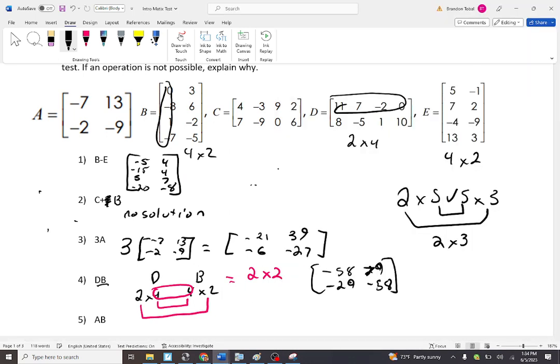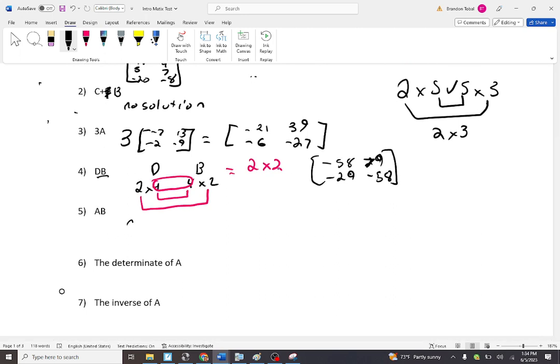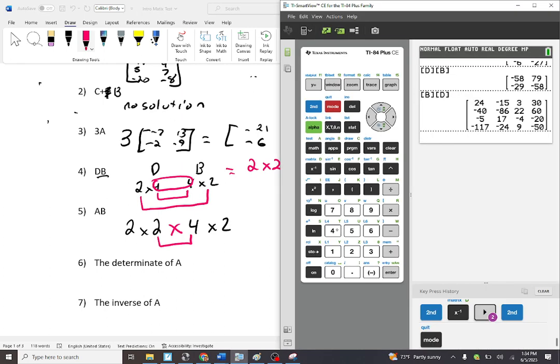Now let me show you why, and then I'll show you how it looks on the calculator. AB is a 2 by 2. So A is a 2 by 2. B is a 4 by 2. In this scenario, the insides don't match. So because the insides don't match, automatically it's no solution. But let's say you don't notice that on the test. No matter what, it's no solution.